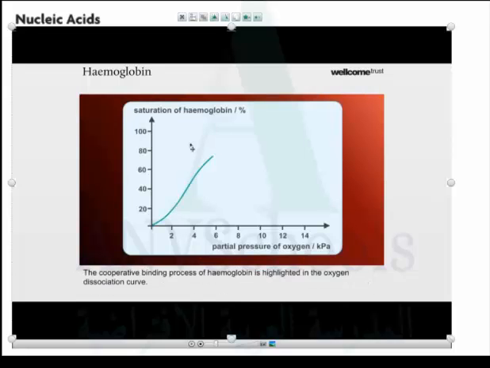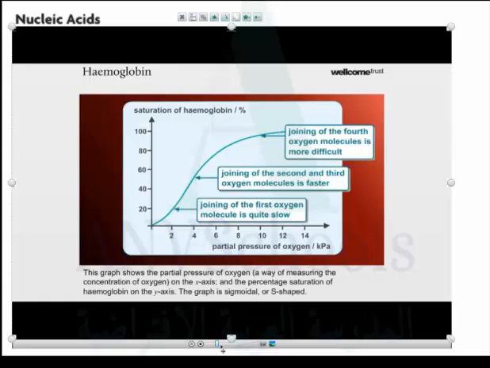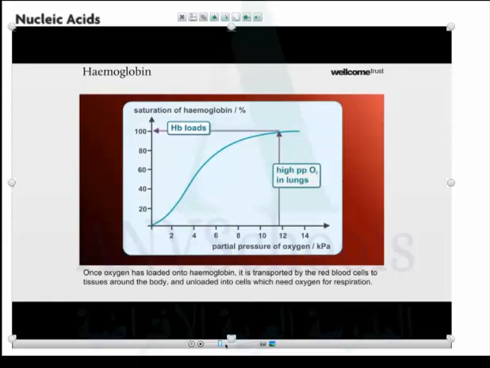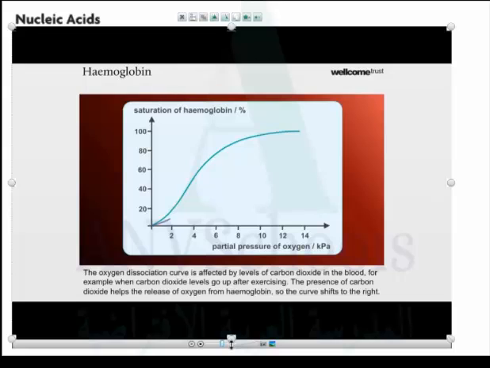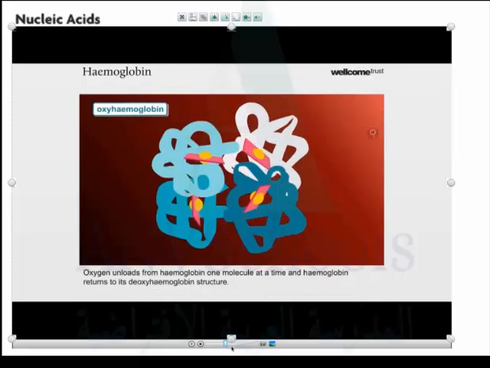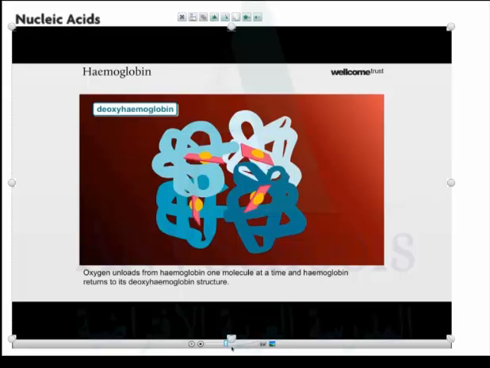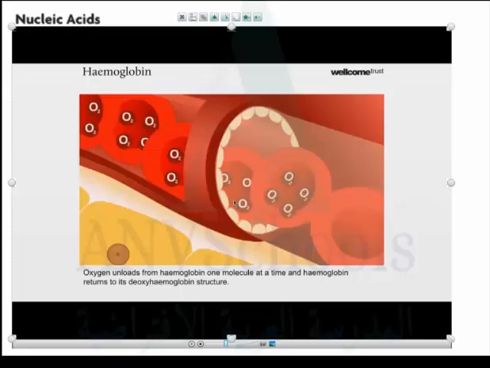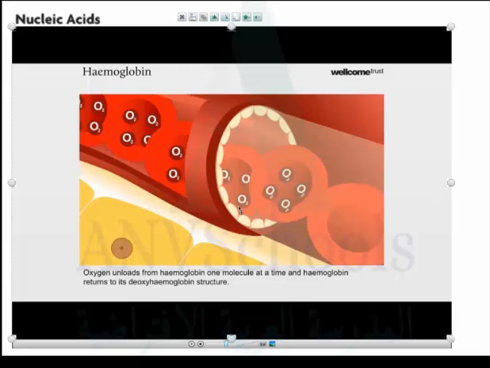As we said, efficiency depends on structure. Efficiency depends on structure, just like how hemoglobin does this.